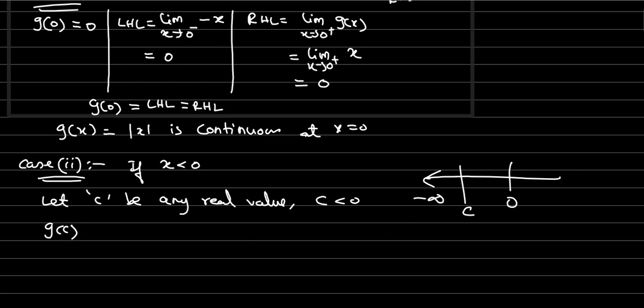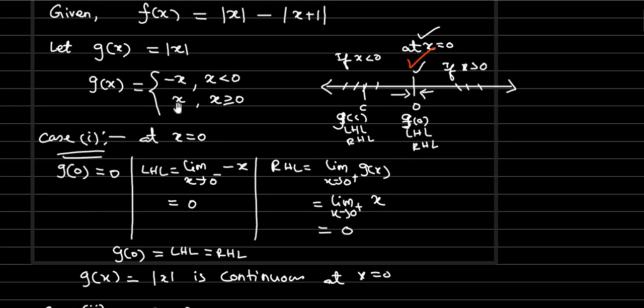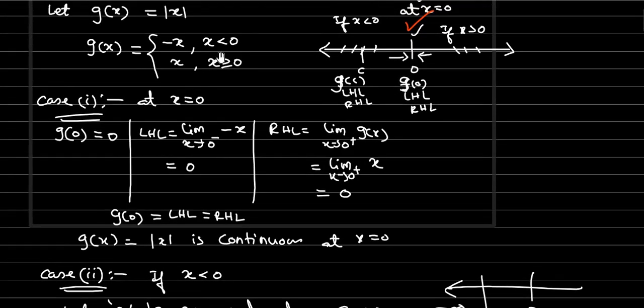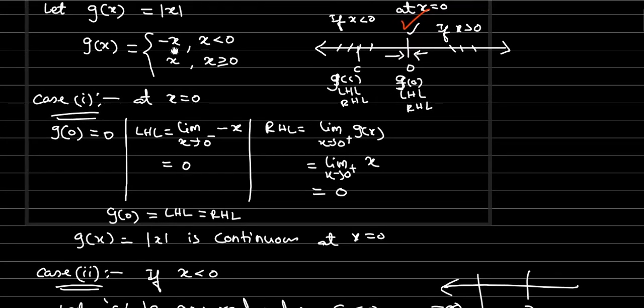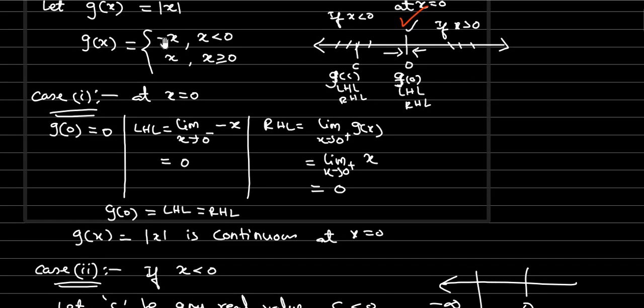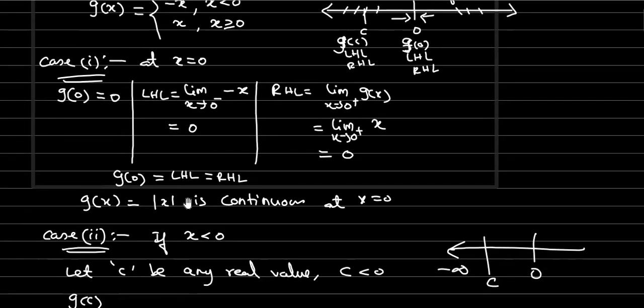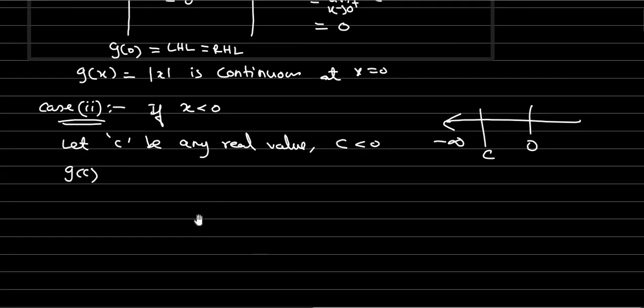So what is the suitable value for g of x? C is less than 0. If it is less than 0, minus x is the suitable function. So g of x equal to minus x, then g of C will be minus C.